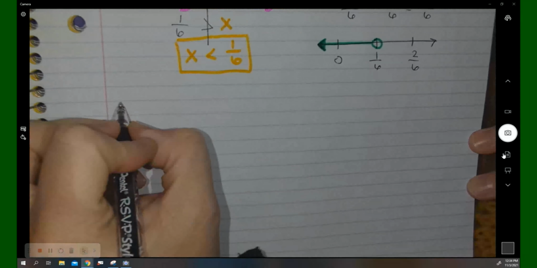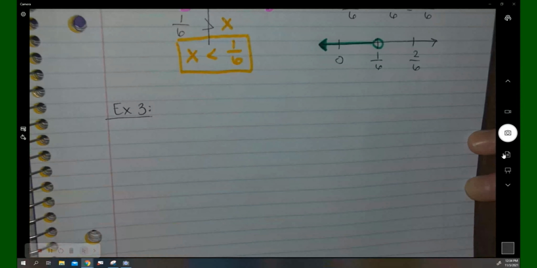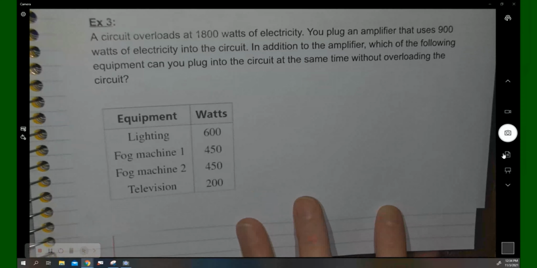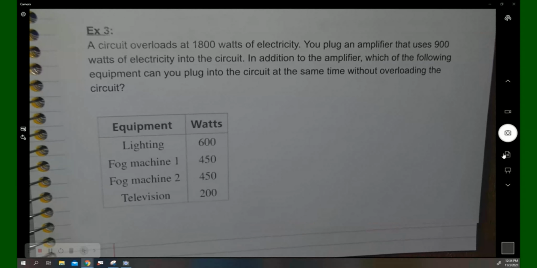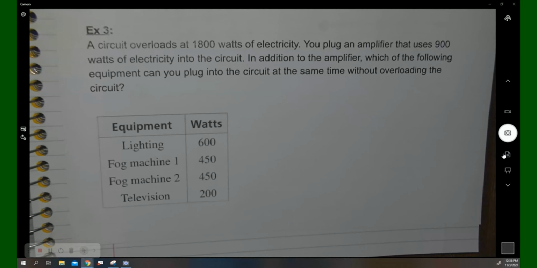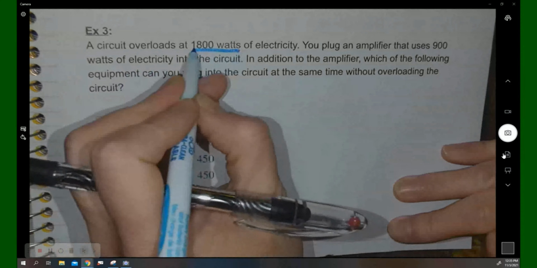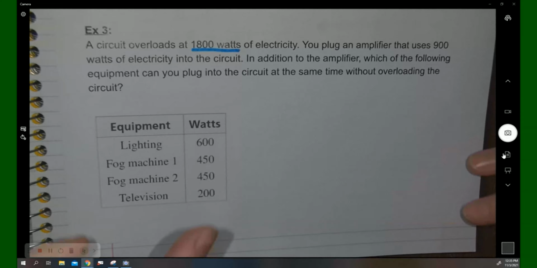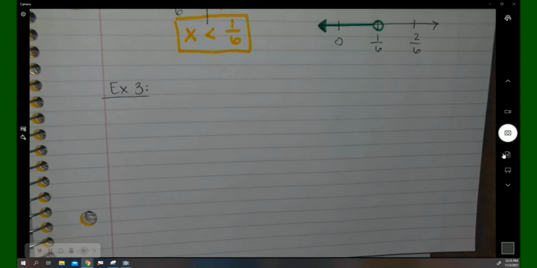All right, let's take a look at example 3. We've got a circuit that overloads at 1800 watts of electricity. You plug an amplifier that uses 900 watts of electricity into the circuit. In addition to the amplifier, which of the following equipment can you plug into the circuit at the same time without overloading the circuit? Now that's really important because the maximum load that this circuit can hold is 1800 watts. So that's going to be important for our inequality. That's the point at which it overloads.